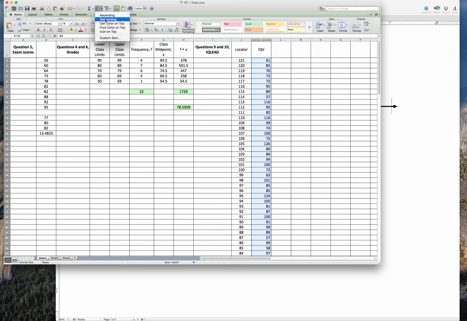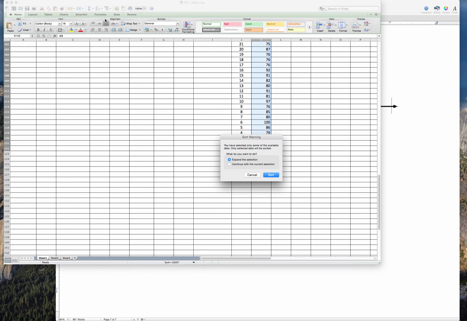Now pay attention to this, please. When you click descending or largest to smallest in the Microsoft version, the Windows version, you're given a choice. What it's saying is that you've selected some numbers that have some other numbers next door, and then it asks you, what do you want to do? Do you want to expand the selection, or do you want to continue with the current selection? You want to continue with the current selection, because if you don't, what's going to happen is all of these locators are going to follow all of these values here. And I'll show you what I mean by that in a second.